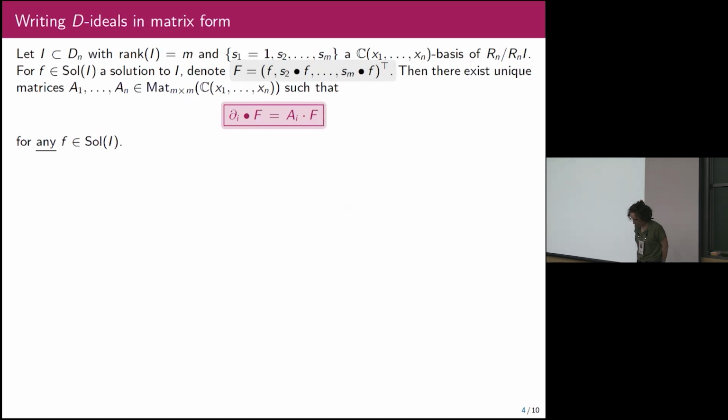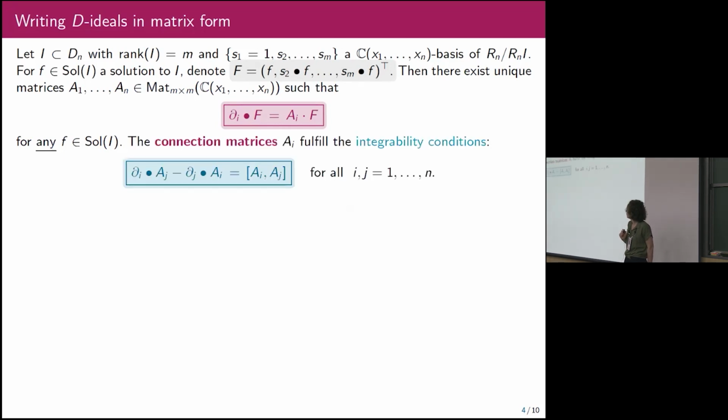And now by a linear algebra argument, there exist unique matrices A1 through An such that the i-th partial derivative of F is a matrix multiple of the vector. And this identity will hold true for any element in the solution space of I. These connection matrices do not quite commute, but they fulfill the integrability conditions, which read as such. The commutator of Ai and Aj is this difference of the partial derivatives of the matrices.